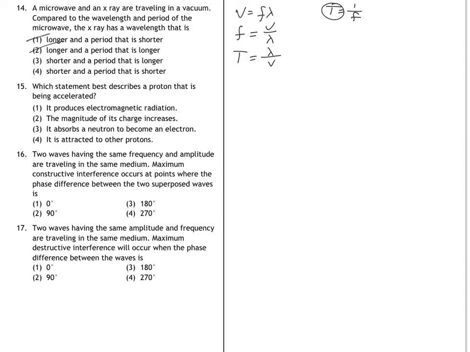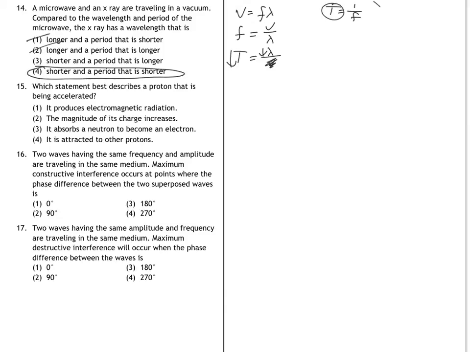Now, the v is the velocity of the wave, and microwaves and X-rays, as just discussed, will have the same speed in a vacuum, so let's ignore that. And now I am just looking at the direct relationship between period and wavelength. Therefore, an X-ray has a wavelength which is shorter, and therefore it must also have a period which is shorter. So shorter wavelength and a period that is shorter. Choice 4 is my answer.